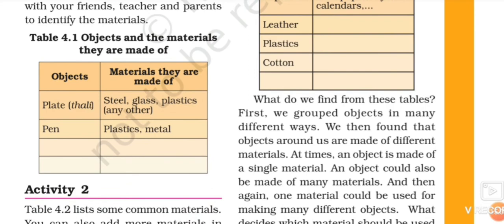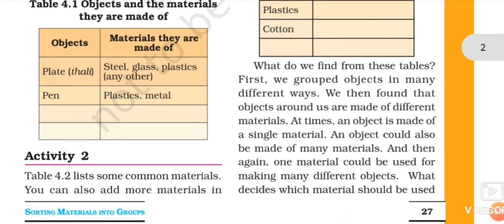It is written that a plate, that is a thali, in which you are eating food, can be made up of steel, glass, plastic, and paper plates. Also, pen. Pen is made up of plastic and metal. You can take a scale. Scale is made up of plastic, steel, wood. Bucket. Bucket is made up of steel, brass, plastic, aluminium.